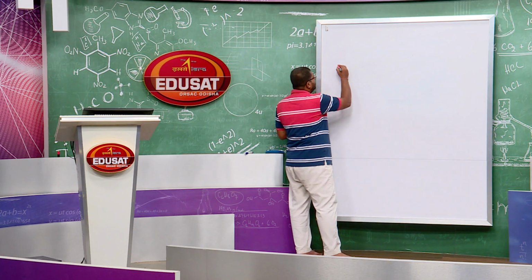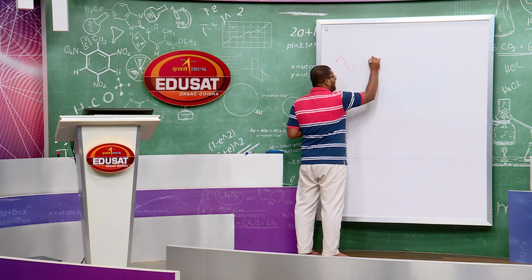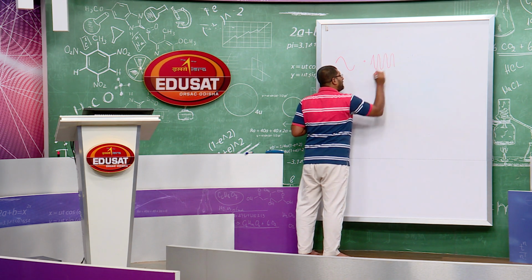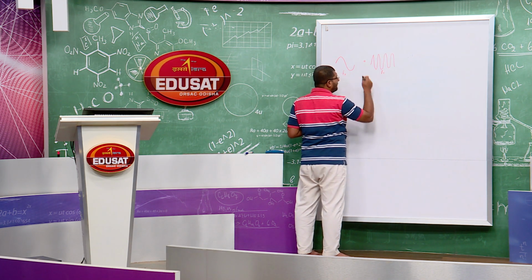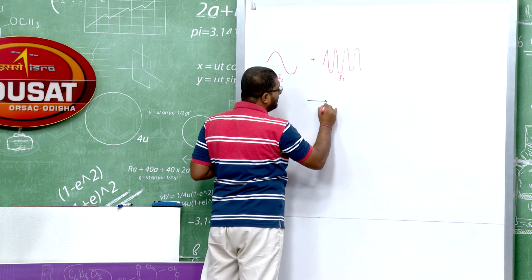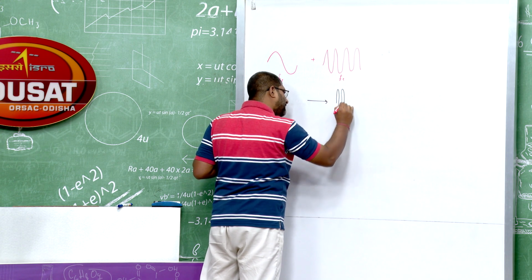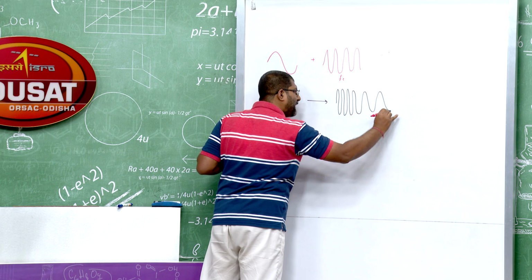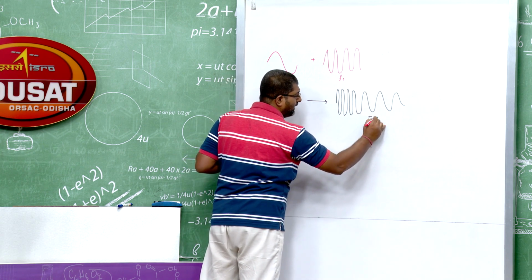Here, if this is the signal wave and this is the high frequency carrier wave, with frequencies Fs and Fc, then we will get a modulated wave like this: as intensity increases, the frequency also increases, then it gradually decreases again. So, this is a frequency modulated wave.